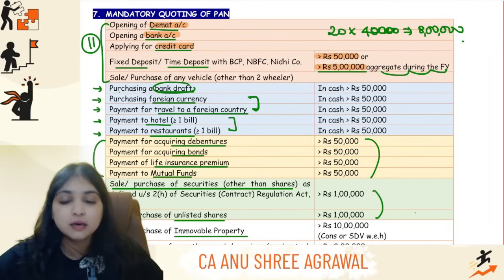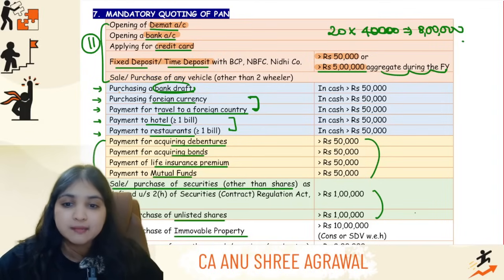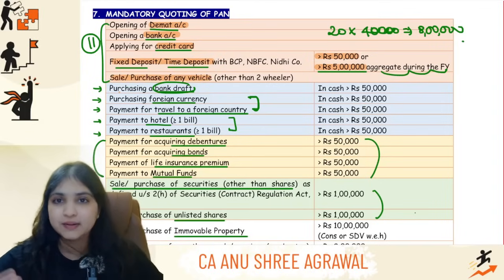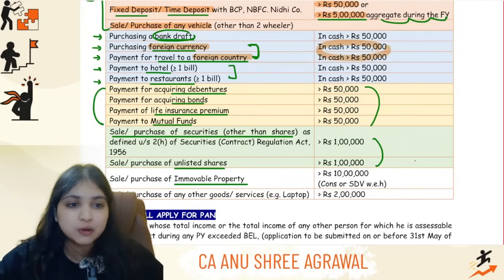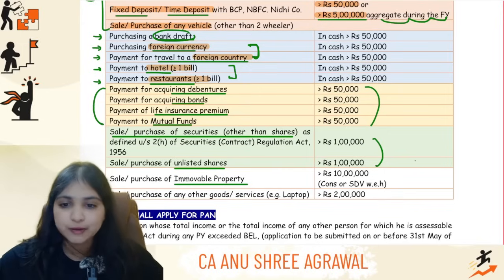Okay, then sale or purchase of any vehicle, even this is important. Sale or purchase of any vehicle other than two-wheeler, any other vehicle, we have to quote PAN. Then after this, foreign currency and foreign country points are important. More than 50,000 in cash, you will have to quote PAN. Hotel, restaurant, so easy to remember. More than 50,000 in cash, you have to quote PAN.